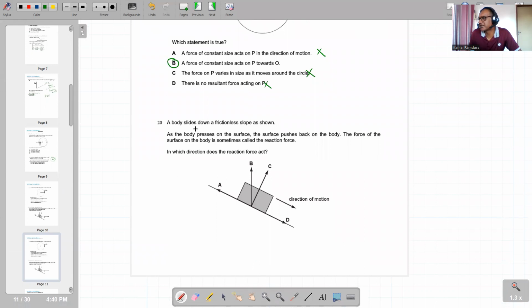A boy slides down a frictionless slope as shown. As the body presses on the surface, the surface pushes back on the body. The force of the surface on the body is sometimes called the reaction force, and nous caractérisons ça the normal force. It is perpendicular to the surfaces in contact. Et de là, the normal force, c'est C.